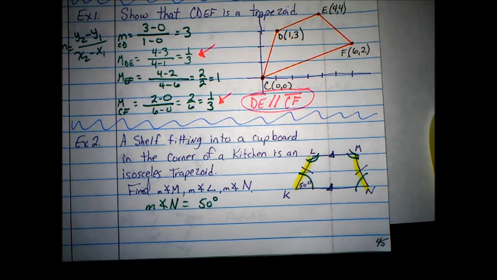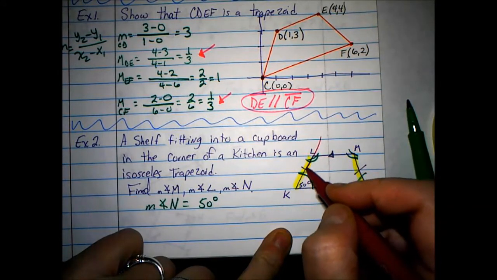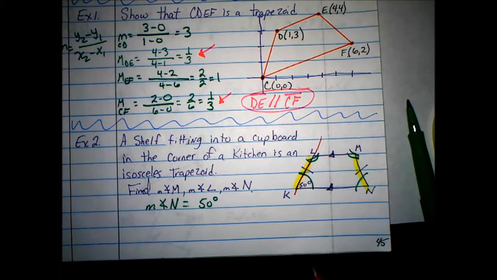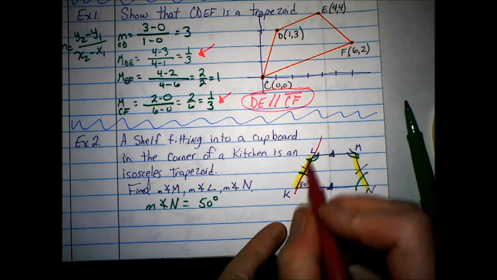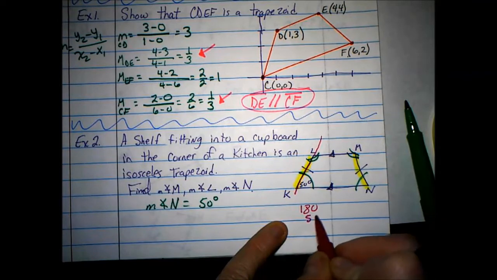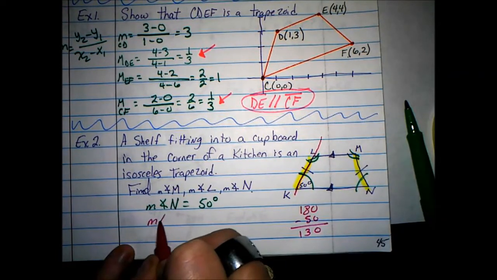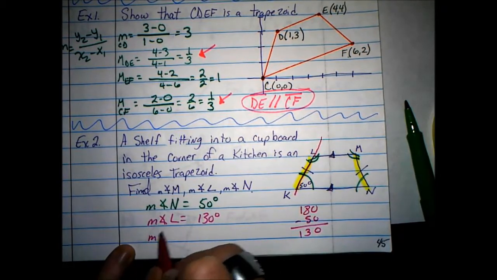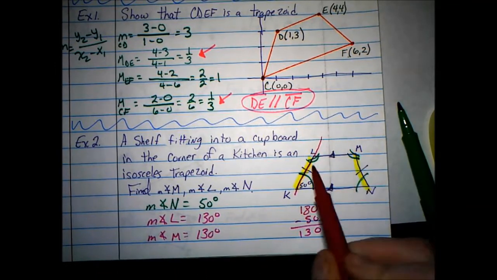And then do realize that since I have parallel lines cut by a transversal, K and L are supplementary. M and N are also supplementary. So to find L, I'm going to take 180 and subtract the 50 to come out with 130. So L has to be 130, and then that is likewise for M has to be 130, because they have to be congruent bases.